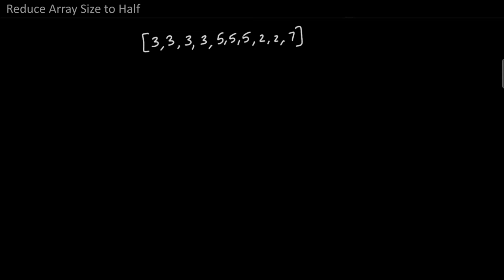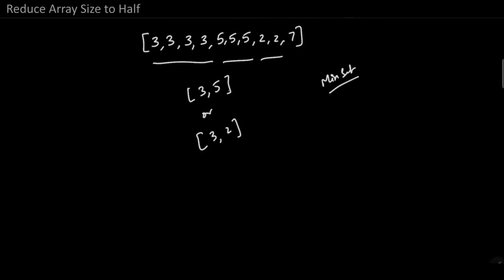Like if you take this example, if you remove all threes and 5 or 2, like if you remove the combination of 3 comma 5 or 3 comma 2, then we end up clearing half of the array size. So the challenge is to come up with a minimum set of numbers so that we can end up clearing the array.